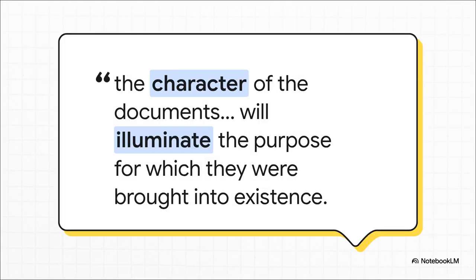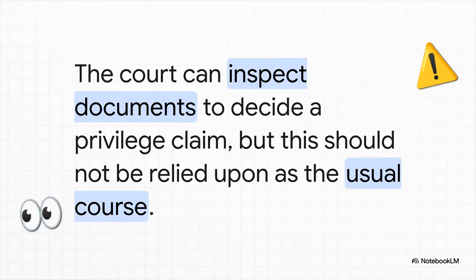So where does the answer come from? It comes from this classic High Court case, Grant versus Downs. And the key insight here is brilliant. Sometimes the documents just speak for themselves. The court can look at the nature of a document, who sent it, who got it, what it's about, to figure out why it was created in the first place. So just like what happened in Fletcher, a judge can personally review the documents to make a call on the privilege claim.